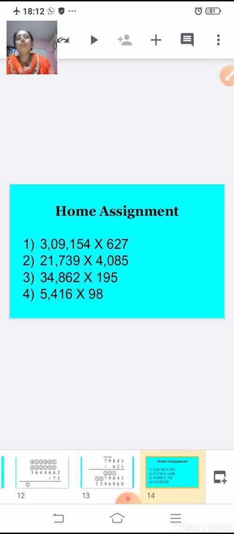Now based on these sums' multiplication, some home assignment sums are given. You have to solve it in your homework part and then just practice all the sums. So in the next class we will be doing the next topic on multiplication.